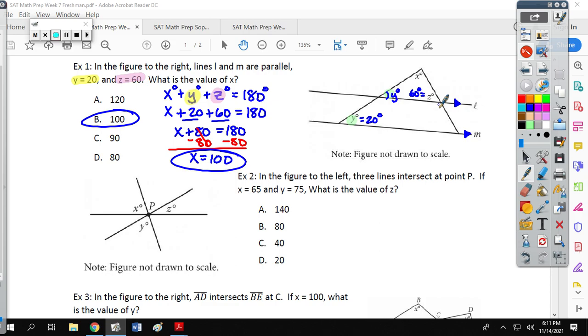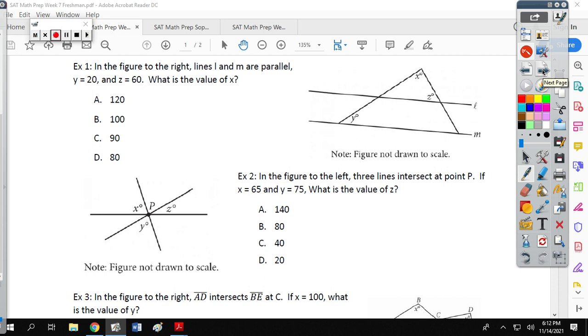The SAT will generally draw a picture for you, and it will almost always say figure is not drawn to scale. That is because you're not supposed to trust the picture in terms of acute and obtuse angles. You're just supposed to trust the rules and the math. The things that you know to be true, like the corresponding angle postulate, the angle sum theorem, stuff like that, are what you worry about. You don't worry about whether or not the picture looks correct.